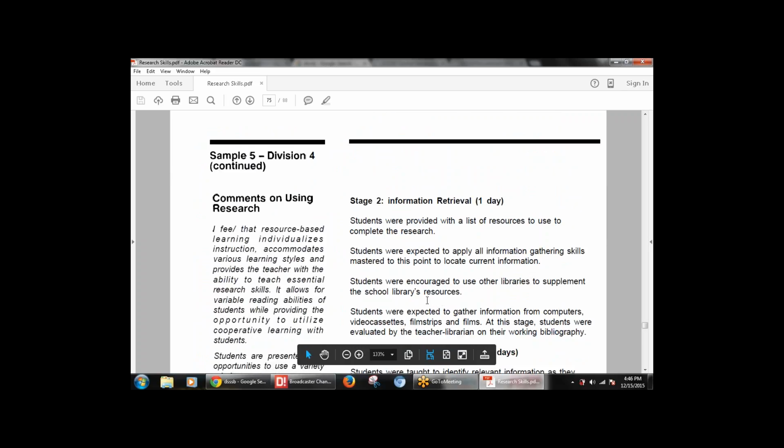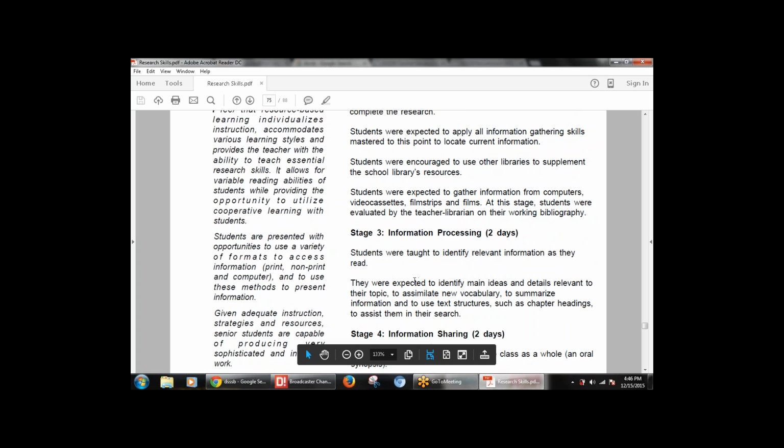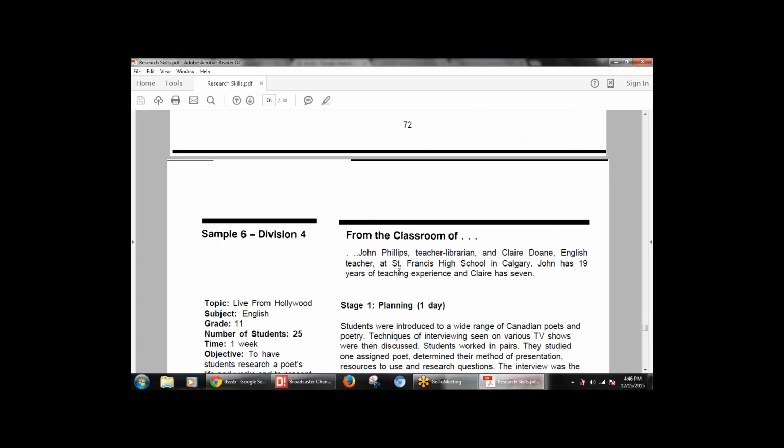The next is the information retrieval, that is also for 1 day. Students retrieve the information for their processing. Then stage number 3 is the processing, then sharing, then evaluation. That means this topic also includes the 5 stages.